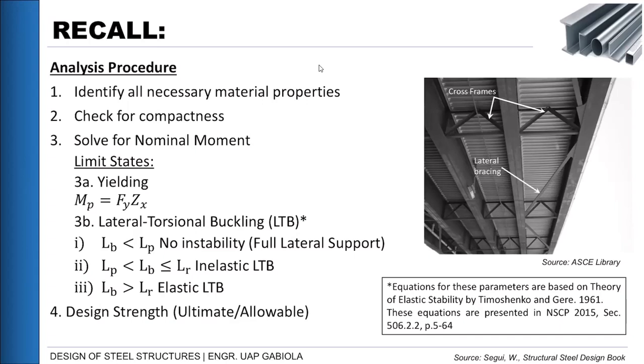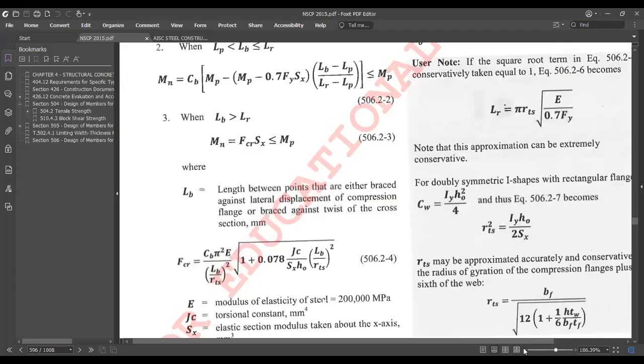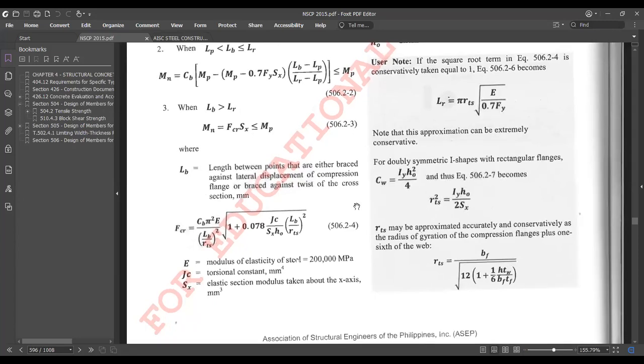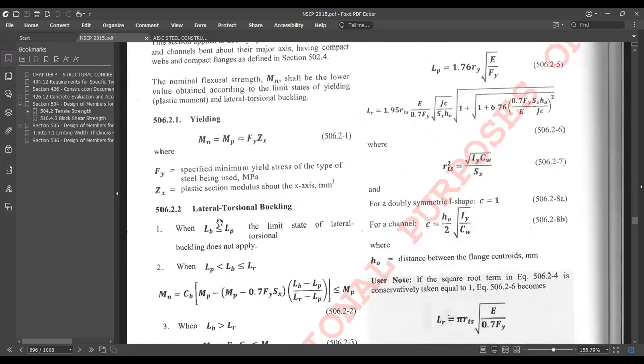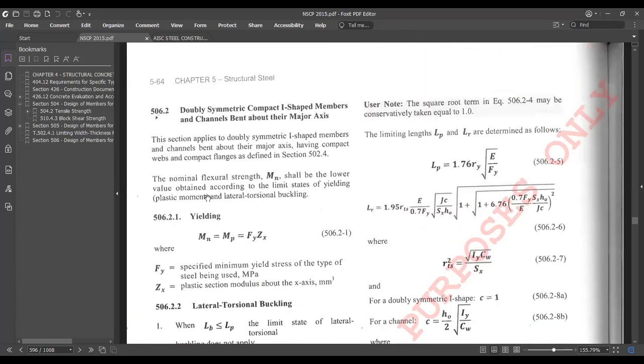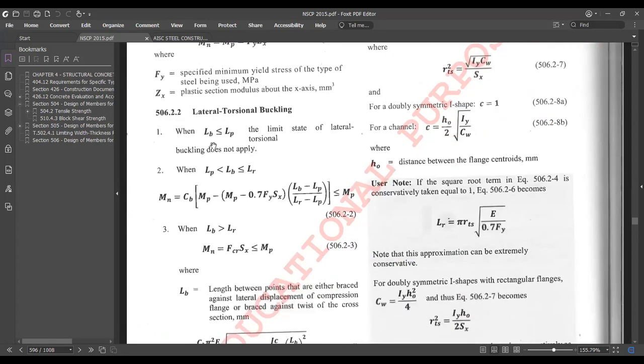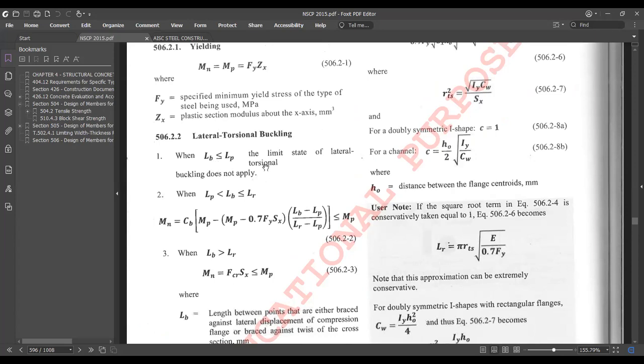So let me share our NSCP to check where that is. So this is our NSCP, and as you can see, according to 506.2.2, lateral torsional buckling, page 5-64, we can see that this is our first condition when Lb is less than Lp. The limit state, our LTB, does not apply. So our governing is yielding only, because LTB does not apply or we have no LTB.